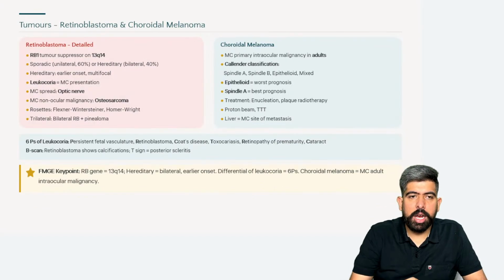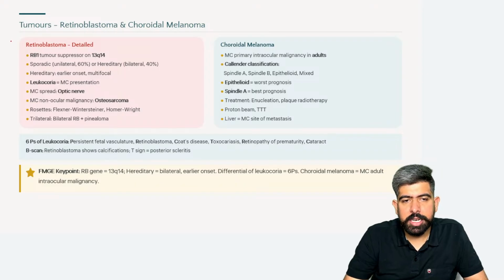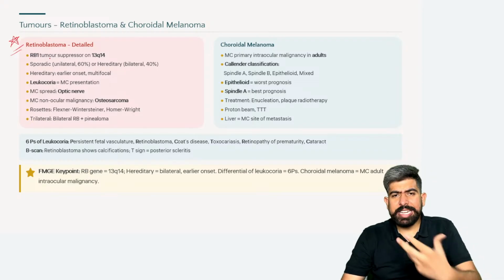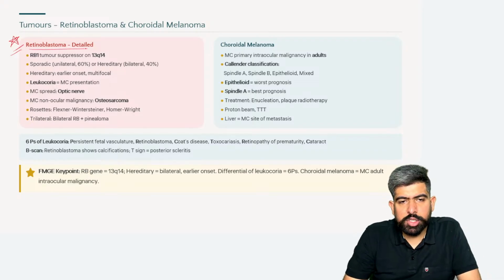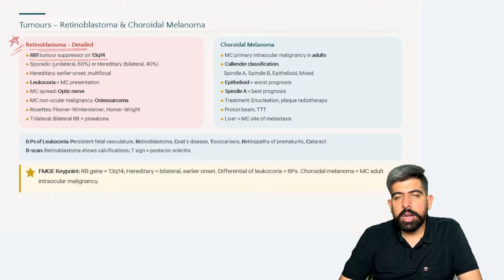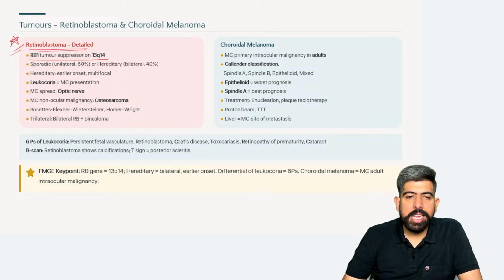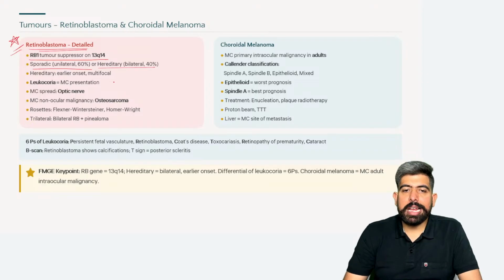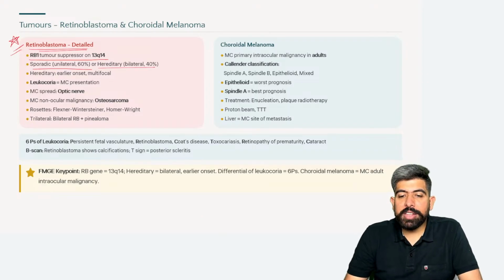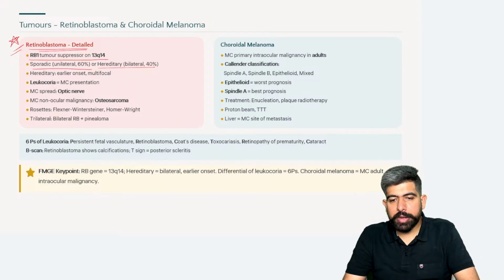Just one more topic I am going to cover here. The rest of the topics you can cover by yourself, no issues, very easy topics. The retinoblastoma, which we have to talk about very importantly. This is related to the RB1 tumor suppressor gene, which is present on chromosome 13 long arm q14. It is sporadic and unilateral in 60%, and hereditary and bilateral in 40%. We are talking about an intraocular tumor.